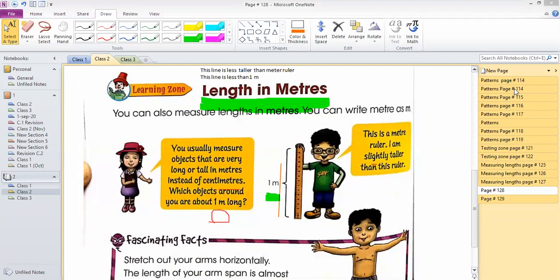Saud, very good. Okay, Sharif. Yes, guys, this line, check the length of the line and tell me. Muhammad Asad, very good. Muhammad Farooq, very good.